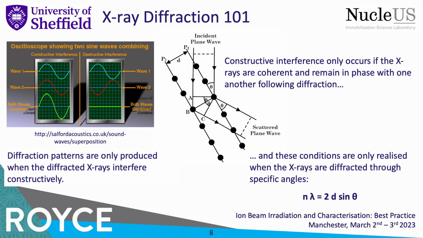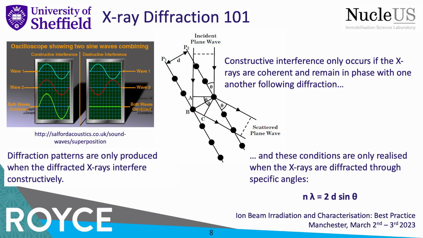So diffraction patterns are only produced when constructive interference occurs. And constructive interference only occurs when our X-rays remain in phase and coherent with each other after the interaction with the atomic plane. So when the X-rays come in, they interact with the electrons surrounding our atoms, they get absorbed and they get re-emitted.